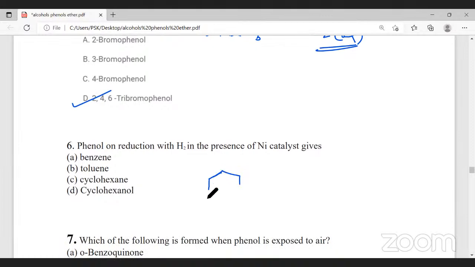The next question, phenol on reduction with hydrogen in the presence of nickel catalyst. This is phenol. When this is hydrogenated in the presence of nickel catalyst, one hydrogen attacks this carbon, and the other hydrogen attacks this carbon. Pi bond will break. Second molecule, one hydrogen attacks this carbon, the other hydrogen attacks this carbon, the pi bond breaks. The third hydrogen molecule, one hydrogen attacks this carbon, the second hydrogen attacks this carbon, pi bond breaks. So what do you get?